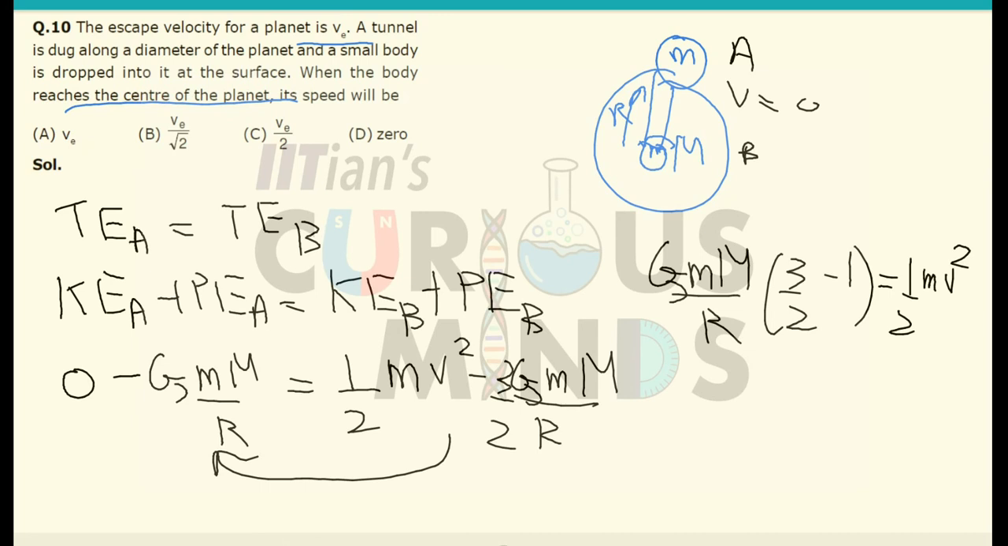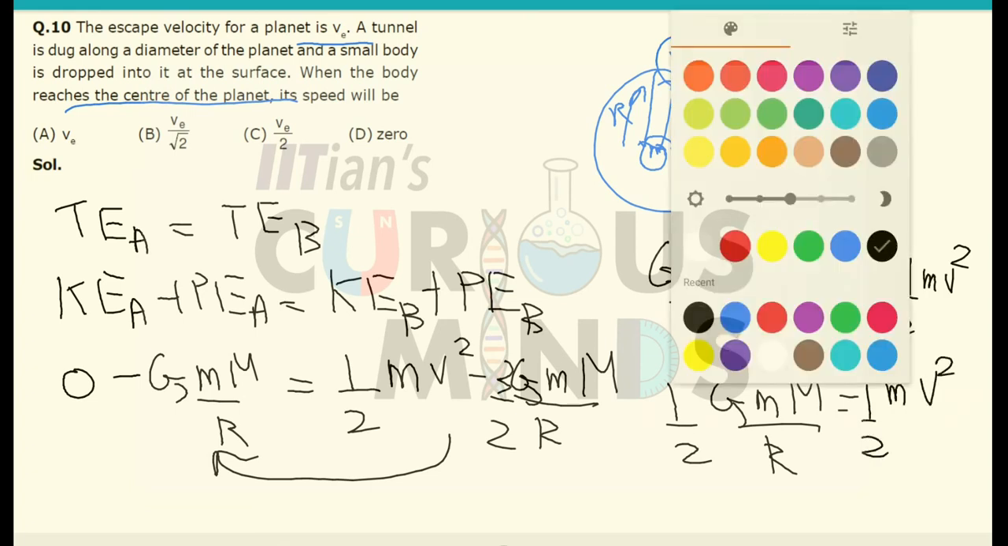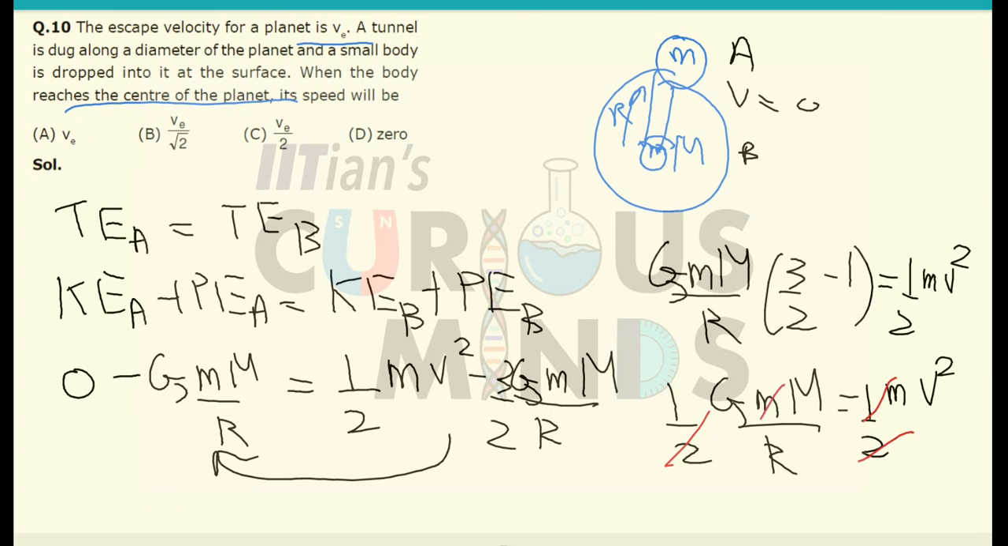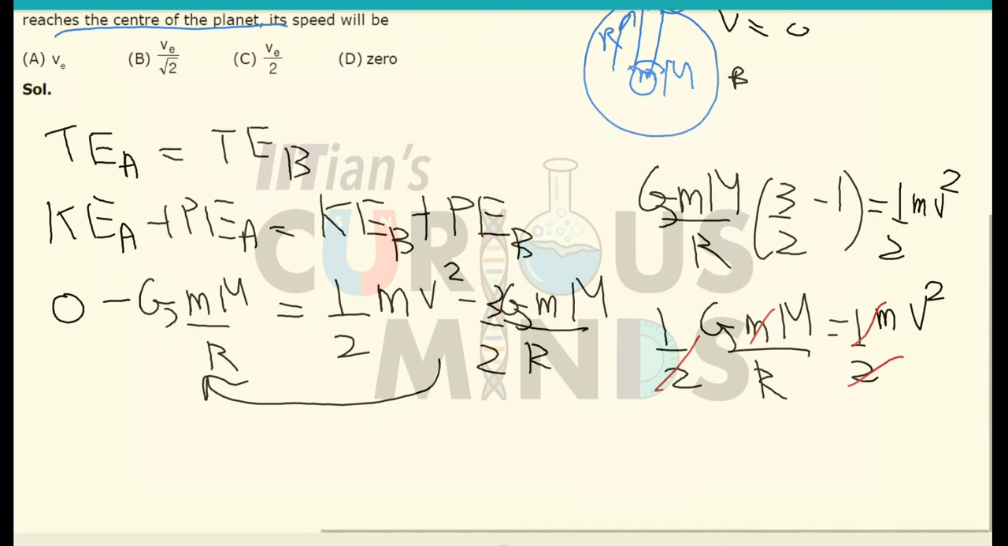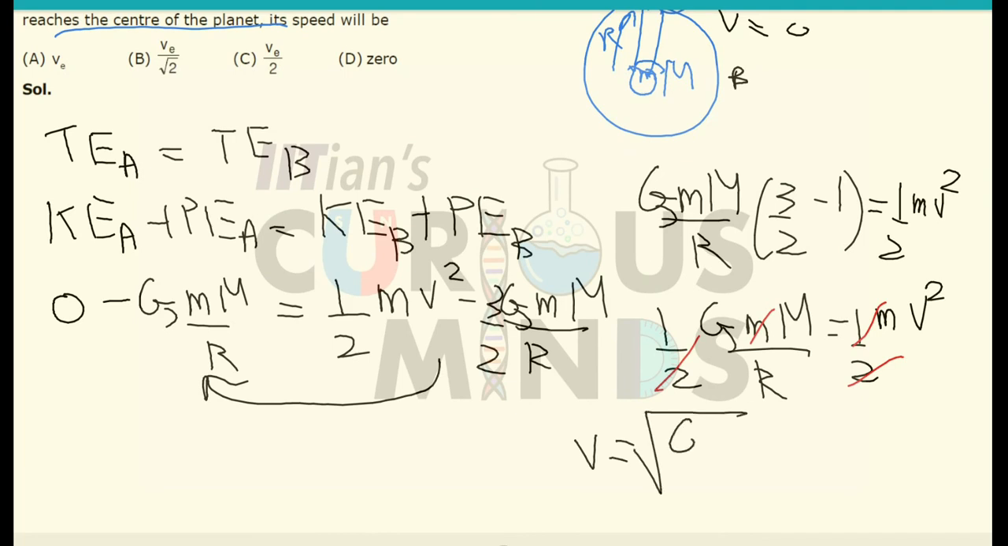So 3 by 2 minus 1 is equal to half, so half GMm divided by r is equal to half mv square. From this given equation, 2 and 2 will get cancelled out, m and m will get cancelled out. The velocity over here will be equal to root of GM divided by r. This is the velocity of the particle at the center.